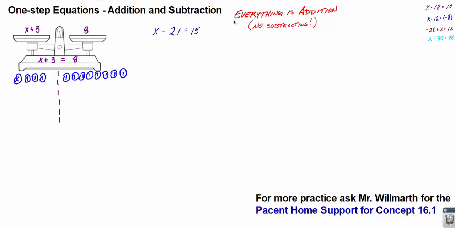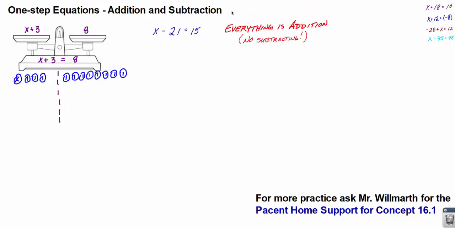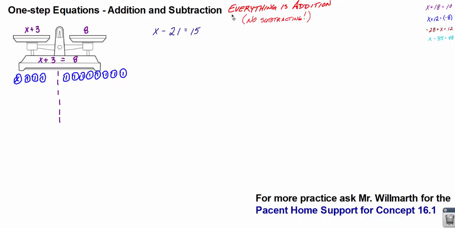Here's one rule that we set. Everything is addition. Everything is addition. All right, remind yourself, everything's addition. So we can't subtract. You can't say, oh, I'm going to take away 3. What you can do is you can get rid of it by doing the opposite. Instead of adding 3, you can add negative 3.